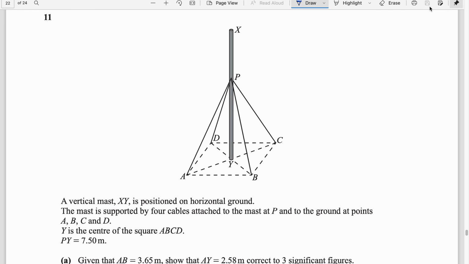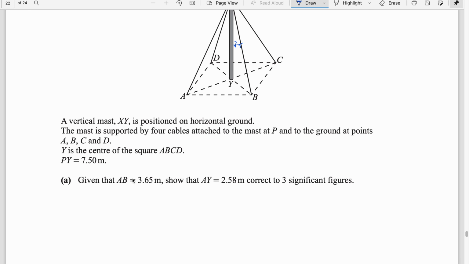Question number 11. A vertical mast XY is positioned on horizontal ground. The mast is supported by 4 cables attached to the mast at P and to the ground at points A, B, C, D. Y is the center of square ABCD. PY is 7.5, so this complete length we have as 7.5 meters. Given that AB is 3.65 meters, so it is a square. Show that AY is 2.58 correct to 3 significant figures.